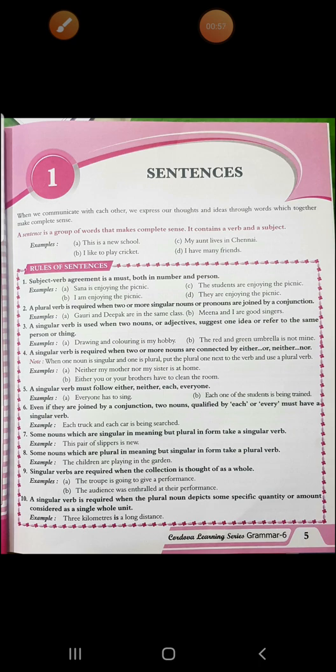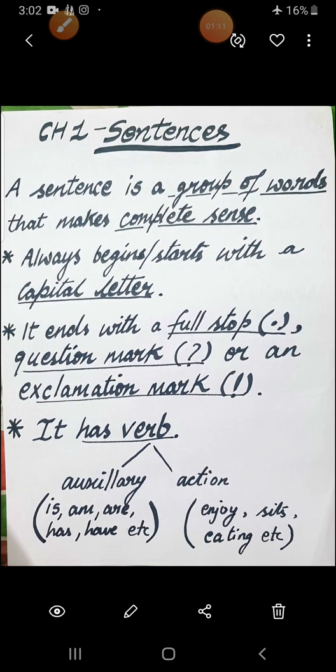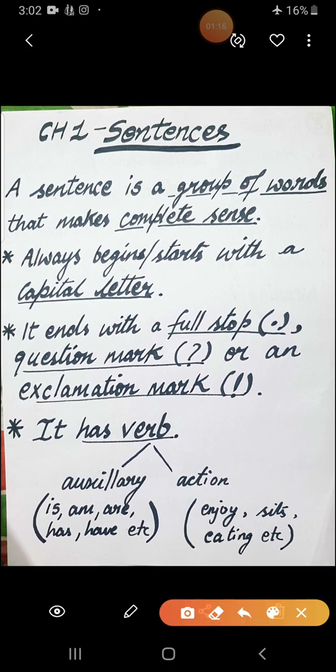This is a new school. My aunt lives in Chennai. I like to play cricket. I have many friends. So, as I already told you, a sentence is a group of words that makes complete sense. So, a sentence has to be a group of words and it should make complete sense.